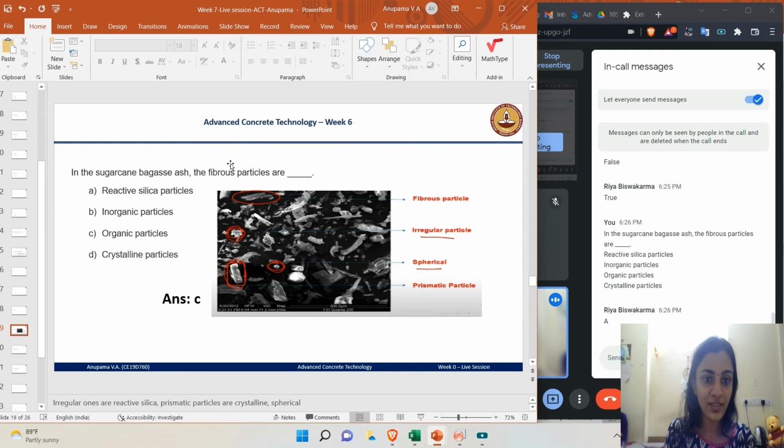So anyway, for the question, the fibrous particles are the organic particles which are left behind, that unburned carbon or those organic particles which are left behind in the fly ash. Moving on to the next question.